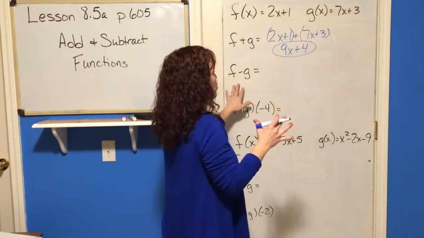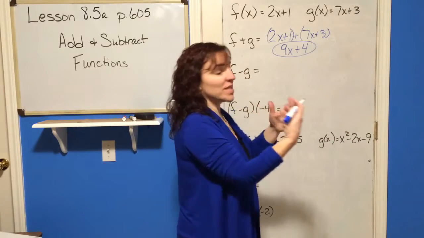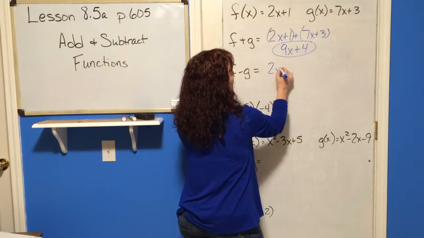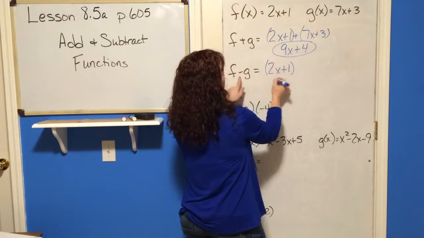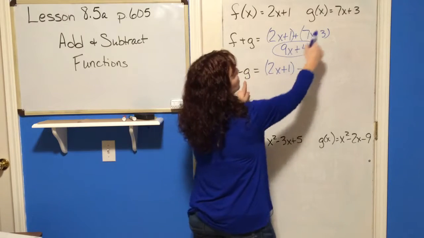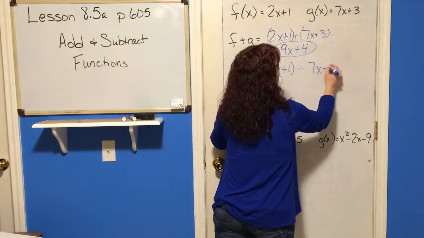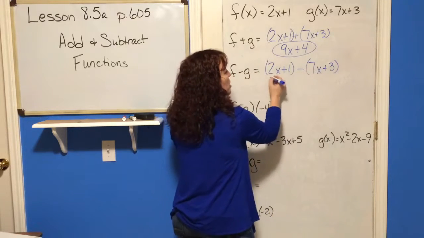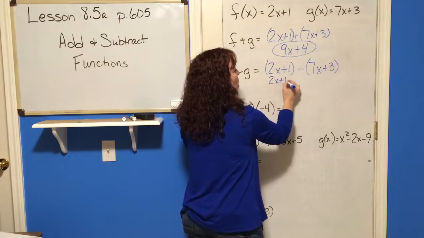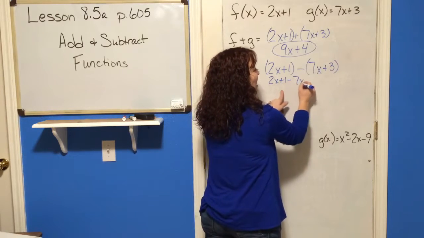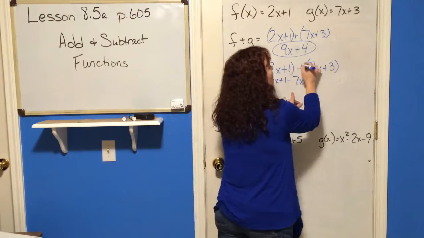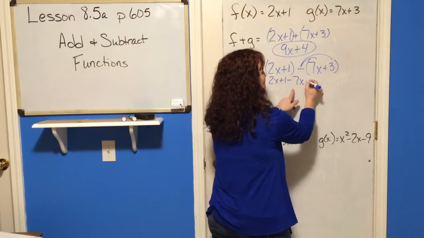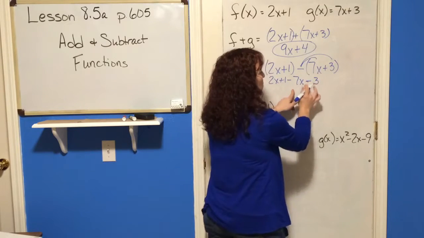You've got to make sure that you subtract every part of what's in that function. Let me show you. The function f is 2x plus 1, and you're going to subtract the function g, which is 7x plus 3. Now remember, we're subtracting the entire function, so this becomes 2x plus 1 minus 7x. Be careful, be careful, be careful. The negative has to go through both parts. So minus 7x minus 3.